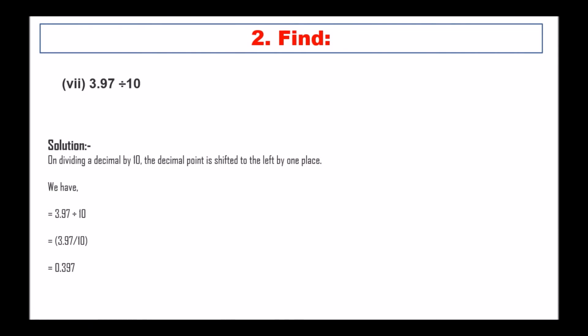Next, 3.97 divided by 10. Now decimal point will shift to the left by 1 place because we are dividing by 10. So it will become 0.397.